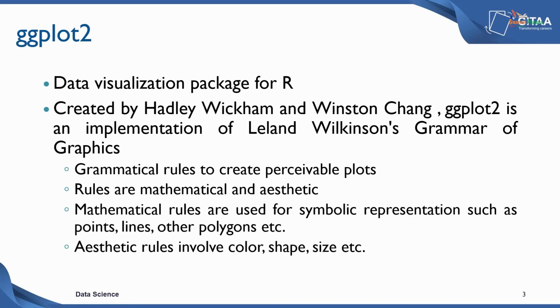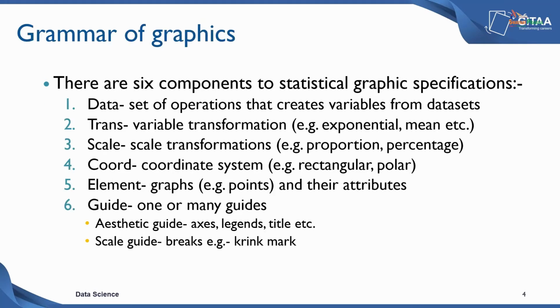Now whenever you have a mathematical rule, they are used for symbolic representation. For instance, you have points or lines, and whenever you have aesthetic rules, they involve color, shape and size. So let's see what are the 6 components of grammar of graphics. The first component is data, which is a set of operations that creates variables from data sets. The next component is trans, which is for variable transformation. For instance, if you want to make a certain variable exponential, then that would be considered as a variable transformation.